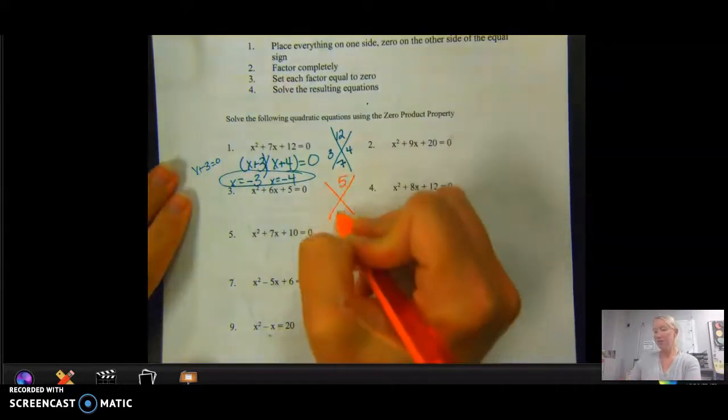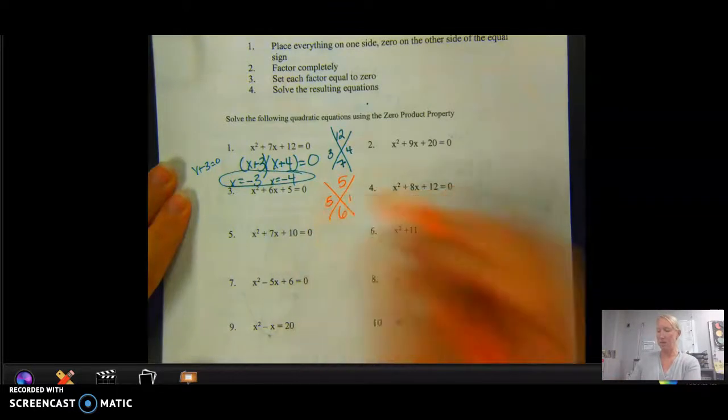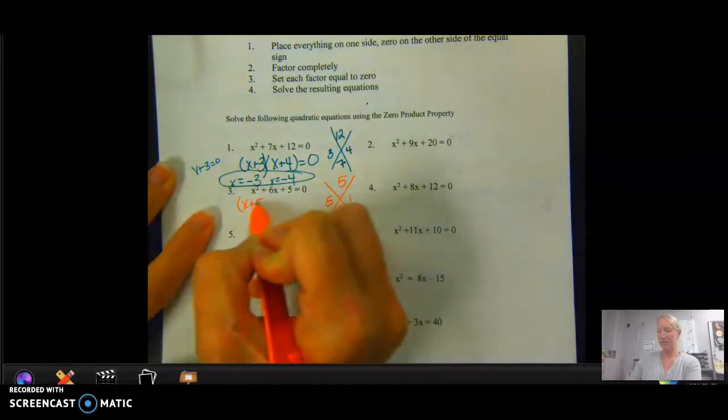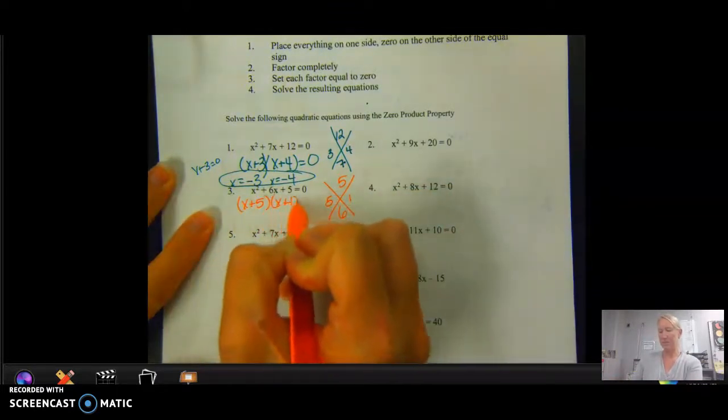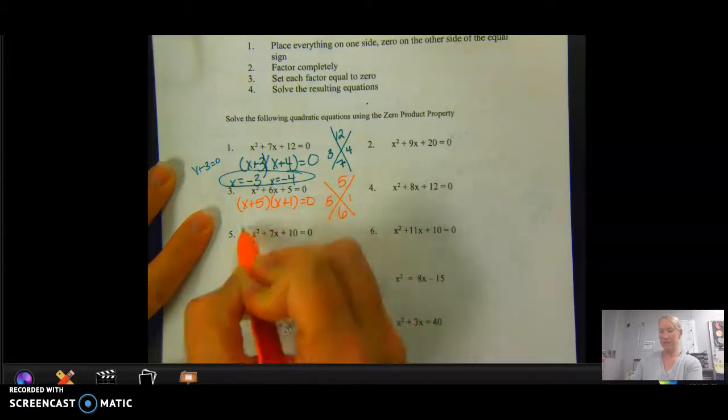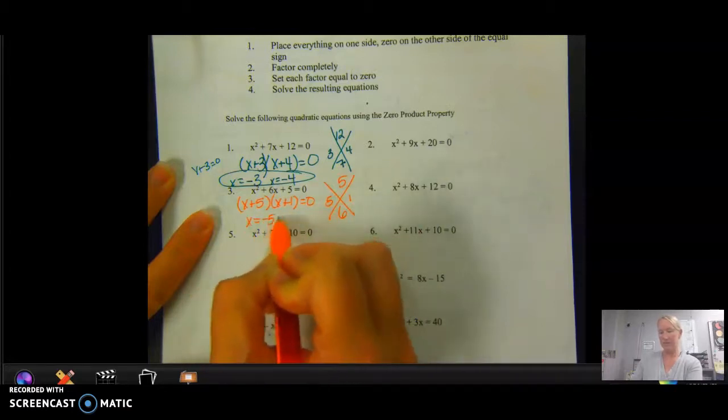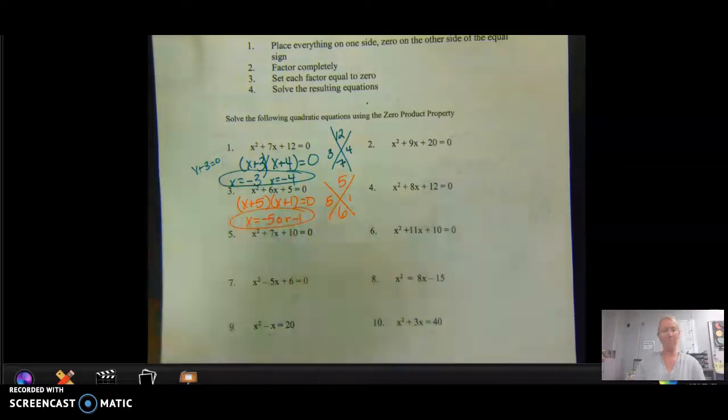When I multiply, I want 5. When I add, I want 6. So that'd be 5 and 1. So it'd be x plus 5, x plus 1 equals 0. Opposite, opposite. So x equals negative 5 or negative 1.